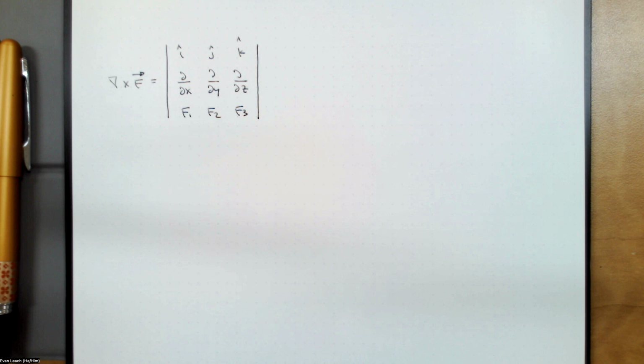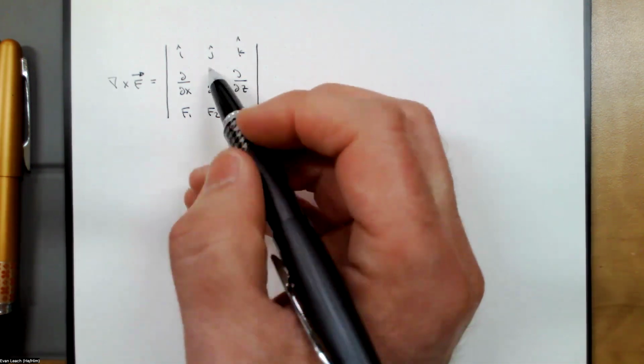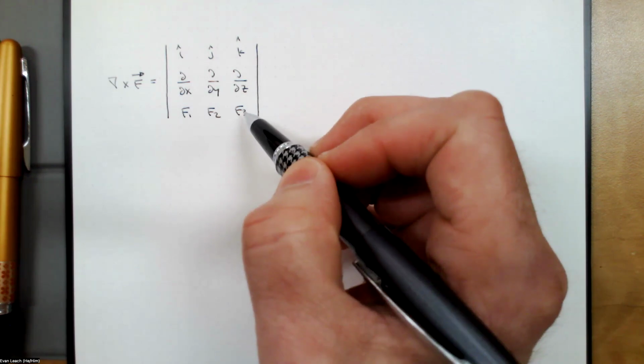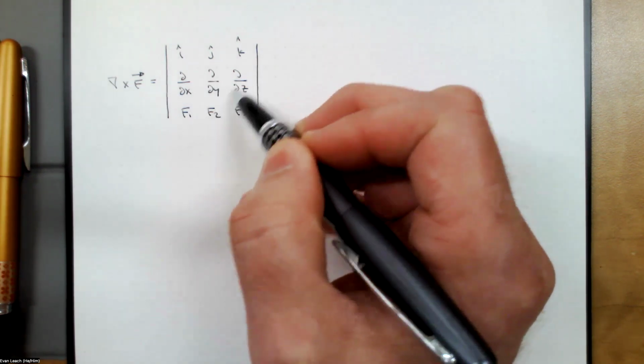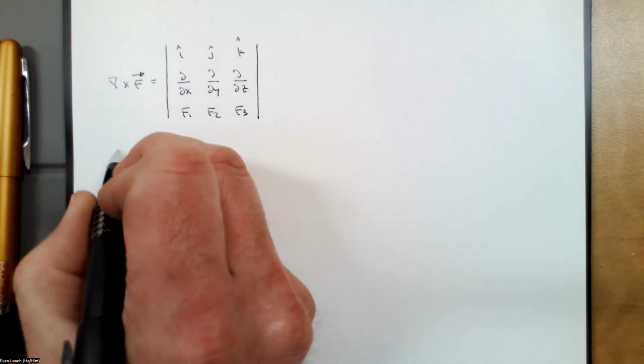Let's see if I can think of a better example, a better description, while we're doing cross product. So if we're going to calculate del cross F, this is going to give us a vector because we're doing a vector product. The I component will be the partial of F3 with respect to Y minus the partial of F2 with respect to Z.